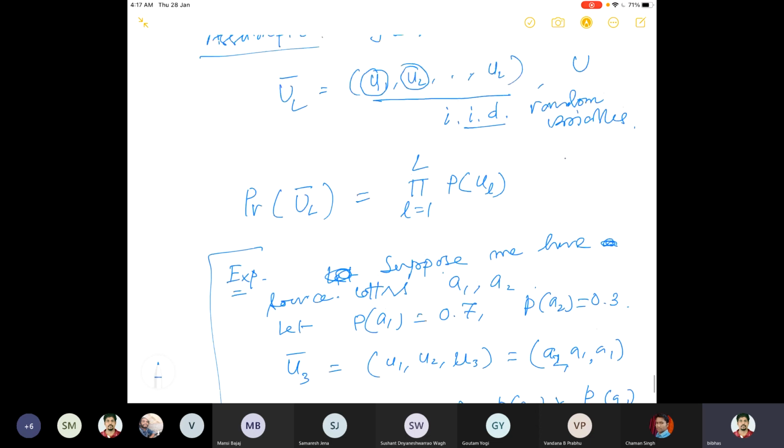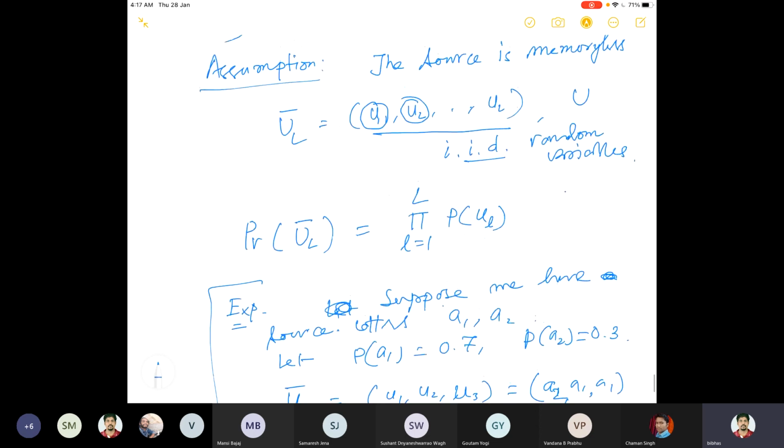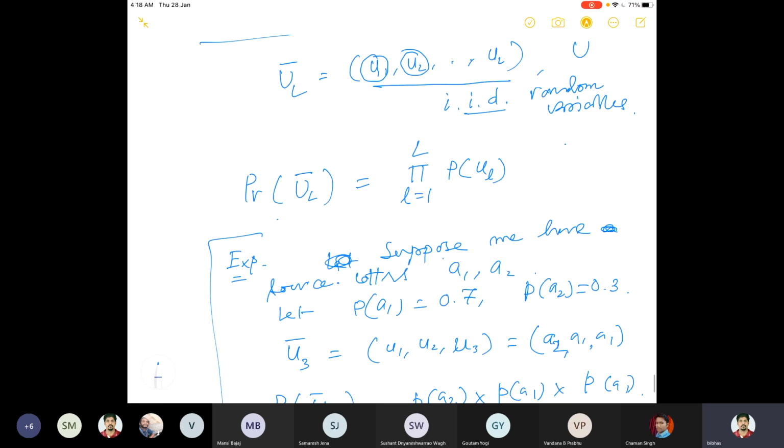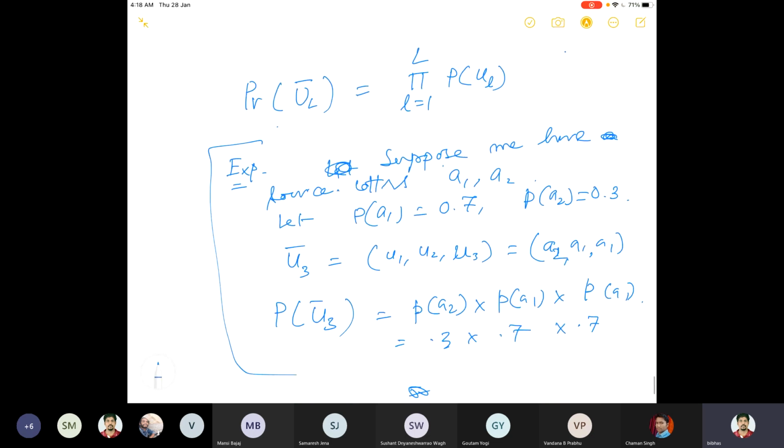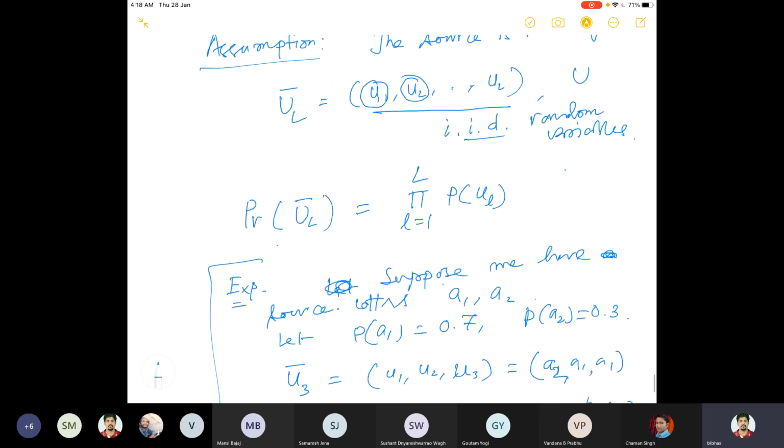So for each sequence of L source letters, we can calculate the probability just by multiplying the probability of each of them. For example, instead of A1, A2, you can consider A1 to be equal to 0, A2 to be equal to 1. Once you pick a sequence like 1, 0, 0, what is the probability? The probability is this one. So this is the case.